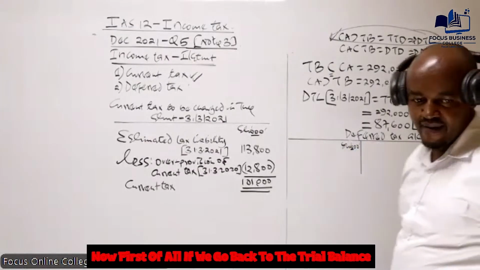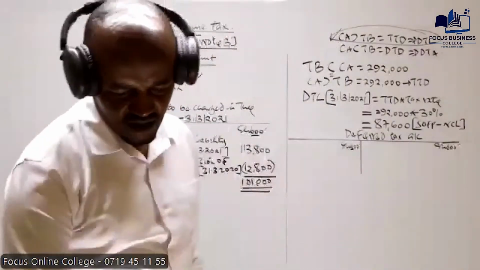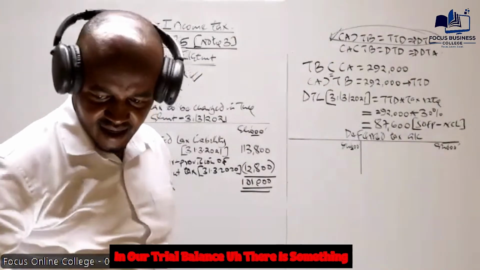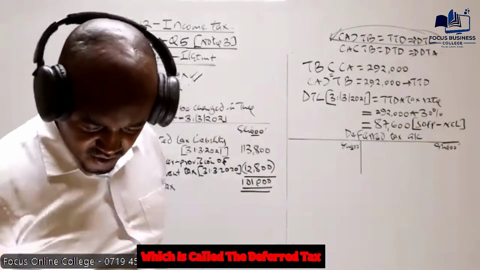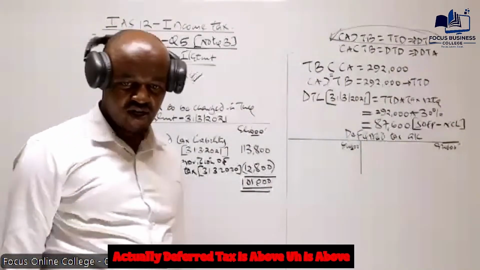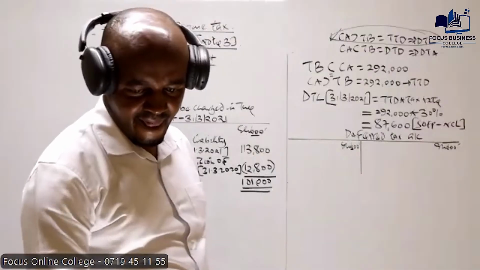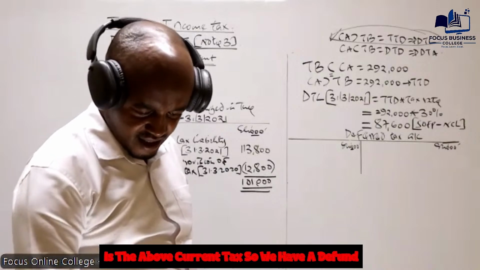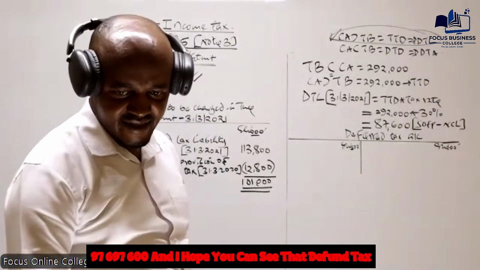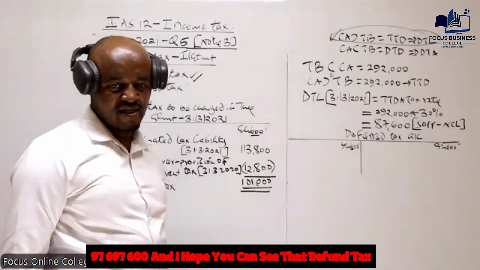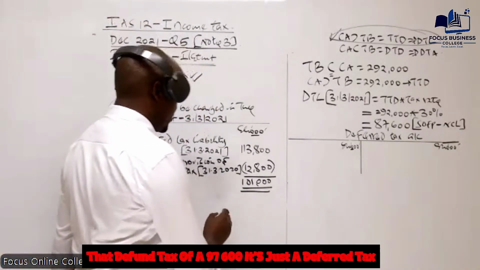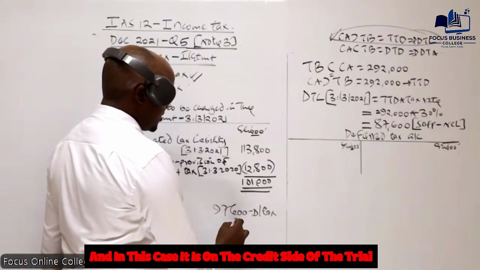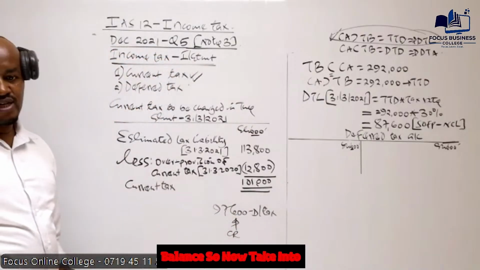Now, in preparation of this account, what do we record here? First of all, let's go back to the trial balance which you're given. In the trial balance, there is an item called deferred tax. It is above the current tax. I don't know whether you can see it. We have a deferred tax of 97,600, and in this case, it is on the credit side of the trial balance.